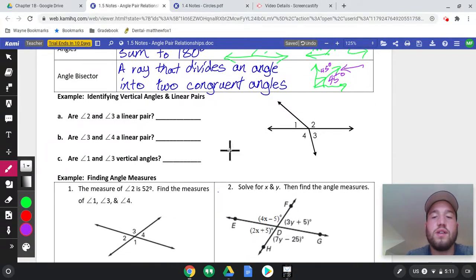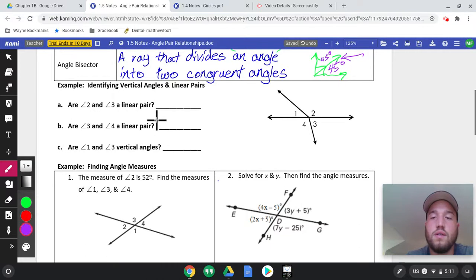All right, so we look at this picture, and it says, are angle 2 and angle 3 a linear pair? So here and here. Initially, we'll notice they're adjacent, so you might think that they are a linear pair. However, do you see how the non-common side, so here's the common side, the non-common side does not form opposite rays. They would not add up to 180, so our answer is no.